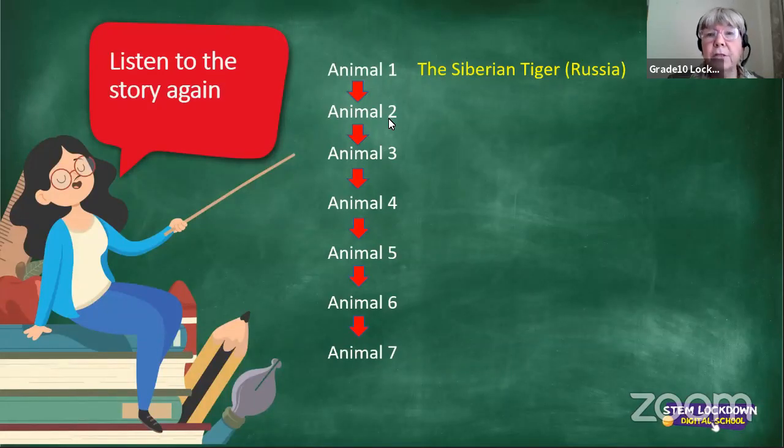So did you get a characteristic, grade 6? Did you get a characteristic of the Siberian tiger? And did you write it on your flowchart? Good. So let's go on.